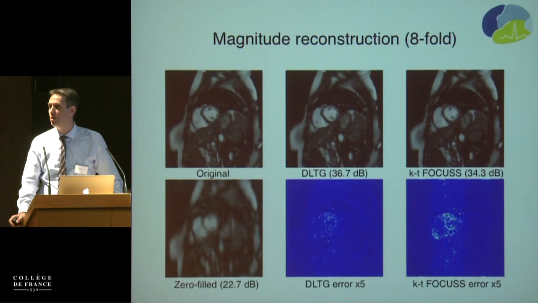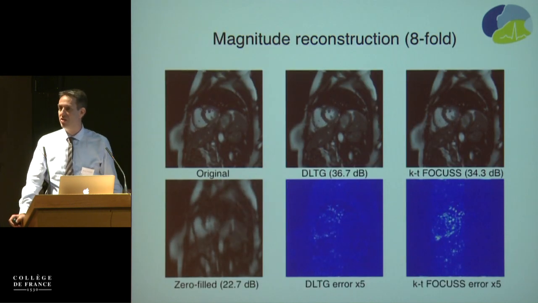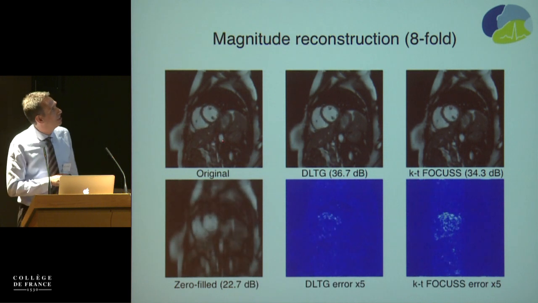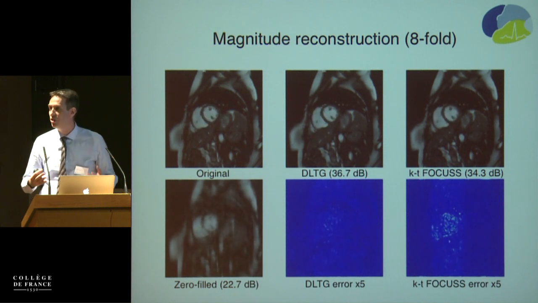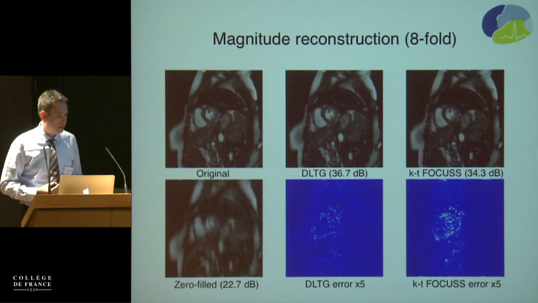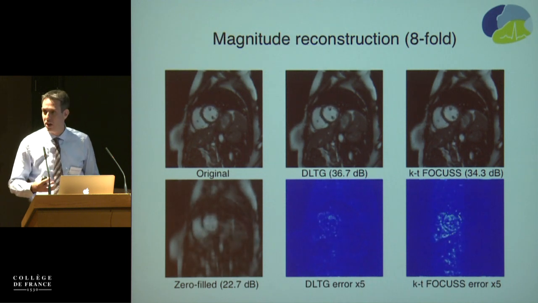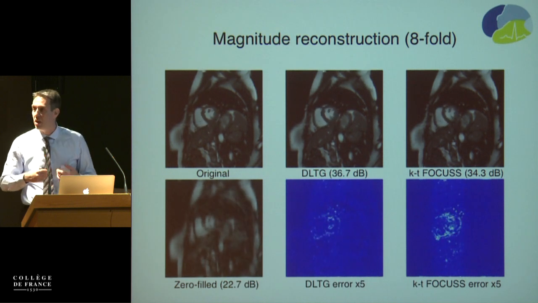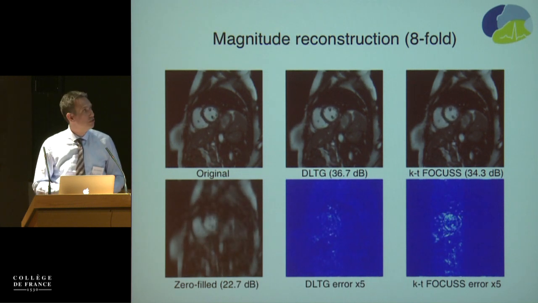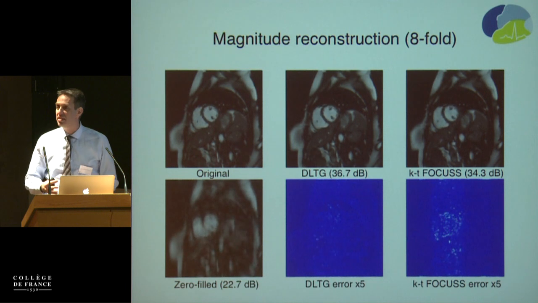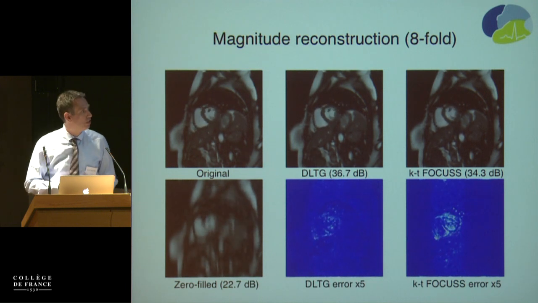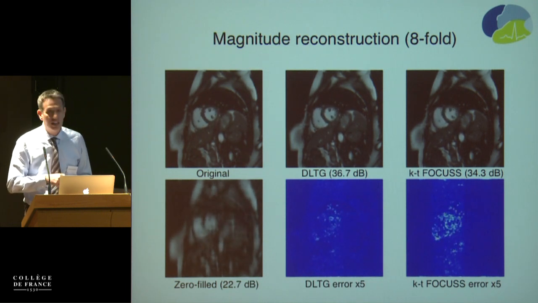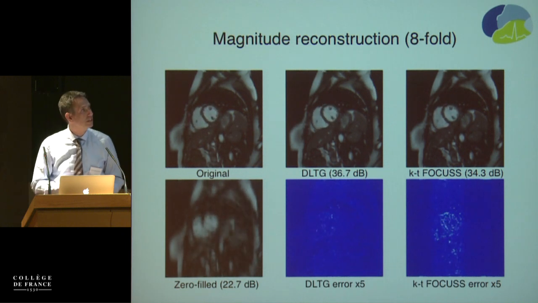So here's an example of what the final outcome of the algorithm is. What you see here in the top left is the original solution, fully sampled, everything acquired which I need. This is an image which I've created by undersampling this full solution by a factor of 8. So I'm 8 times faster than I used to be before, but you can see that the image is hardly recognizable in terms of quality.